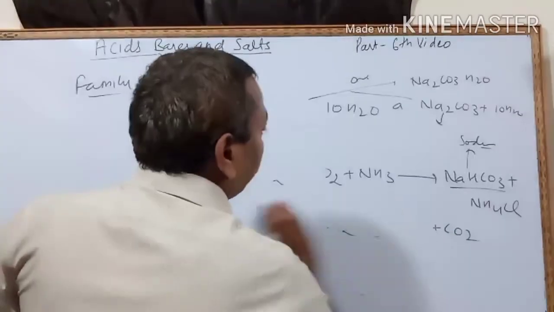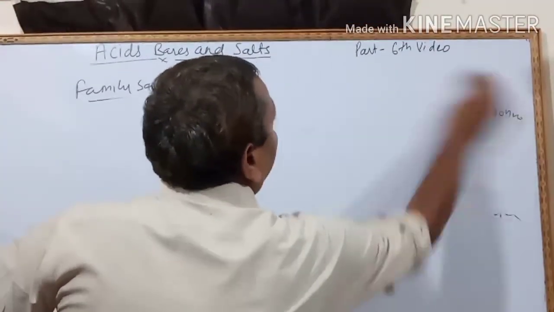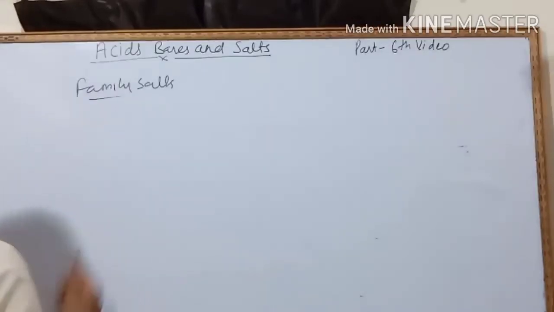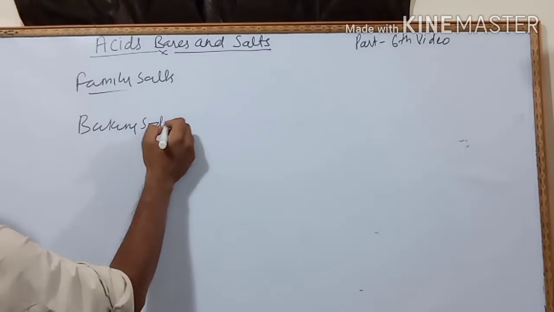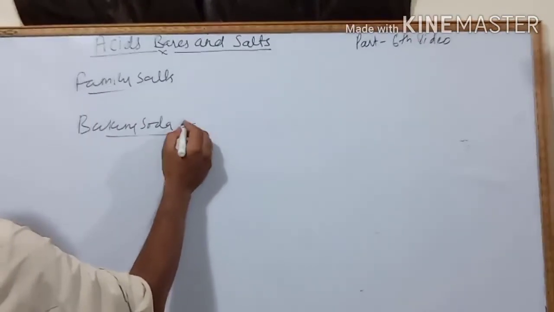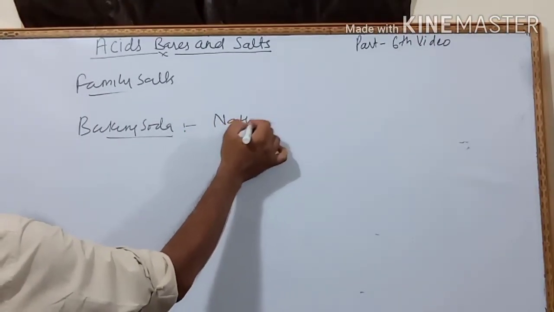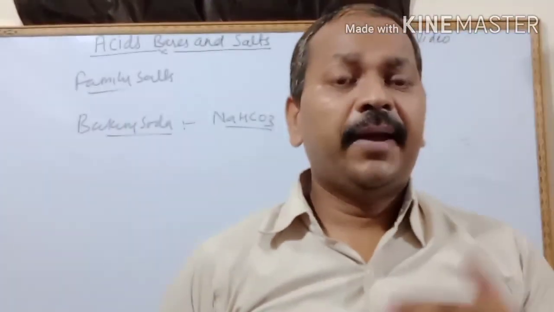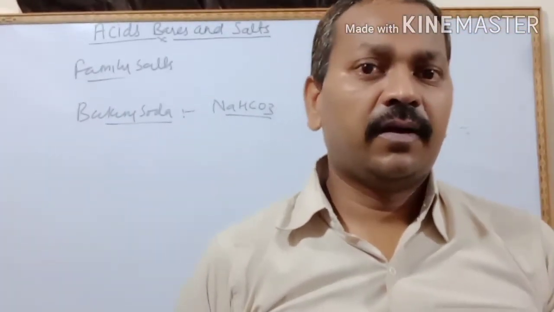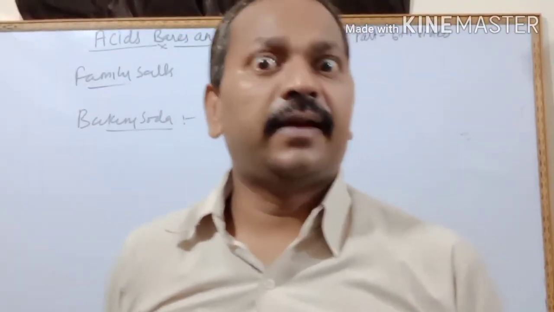The method to obtain baking soda is the same. Baking soda is NaHCO3. Children, baking soda means bakery. Bakery, you have heard, right? Bakery derives from baking soda. In every preparation, whatever we see in bakery items, baked items, we cannot prepare without using baking soda.